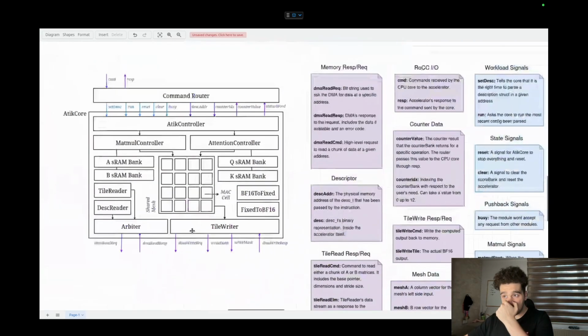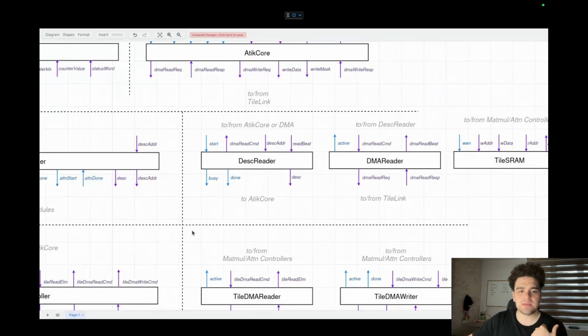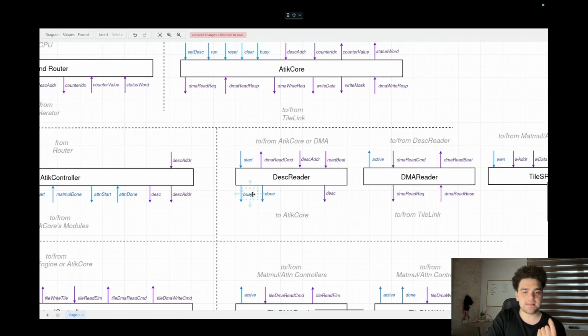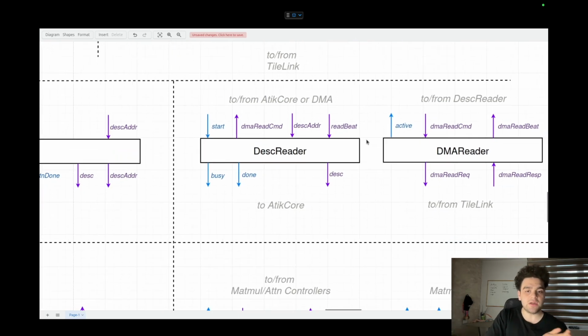So as you can see here, we have now completed the command router, the Atik controller, the MatmulController, and the attention controller. We can now go to the description reader. The description reader receives a start signal, and this start signal tells it when it is the right time to read the description from the memory. It does that through the description address. So it gets the description address as an input, and it asks the DMA engine to give it the bits of this description.